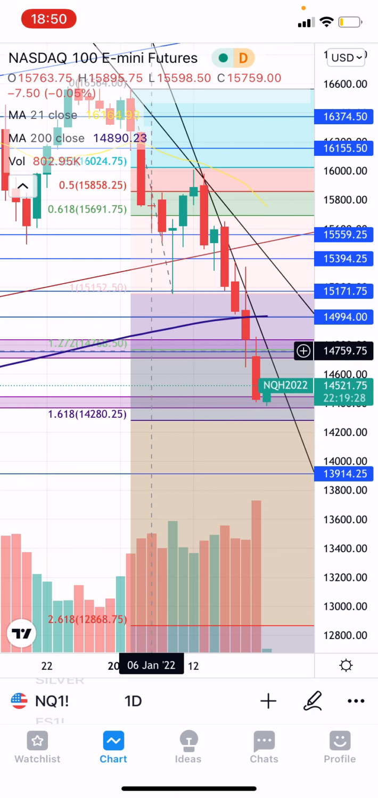So I actually took a long here because we have support at this level, and it's also the 1272 extension, right? 14,750, right? And then I got stopped out. So my stop loss was kind of in this area right here, right? So I got stopped out at the 14,600 area from 14,750, right?